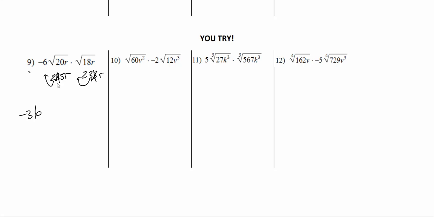Can I pull out any R's? Yeah, I can pull out one of them because it's R squared. And then what do I have left? What did I not touch? I didn't touch a 5 and a 2, which makes a 10. That should be your answer. There should be no R's left inside.